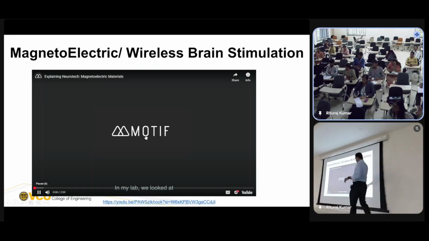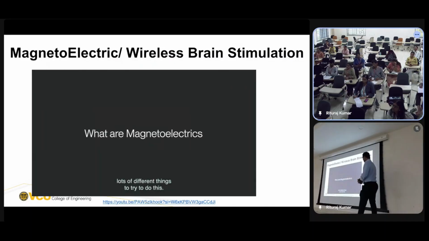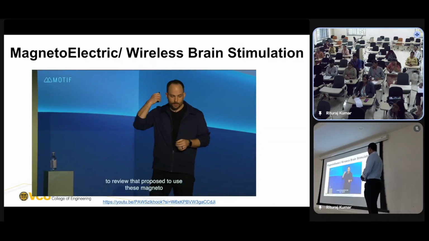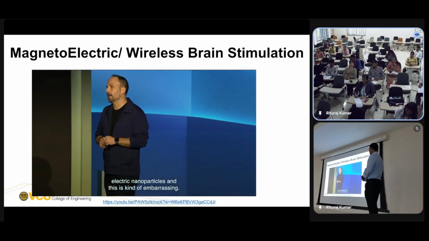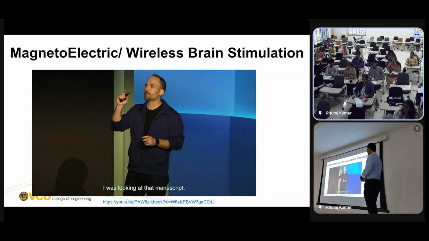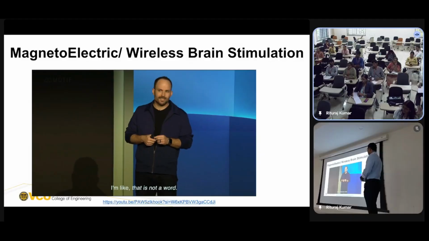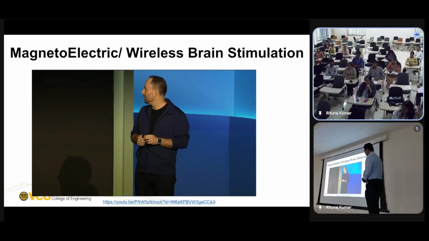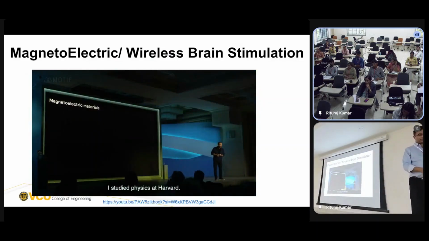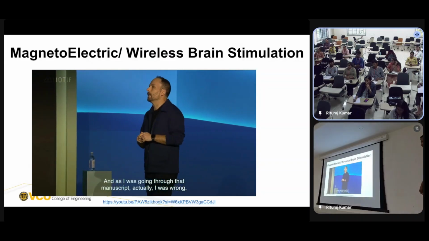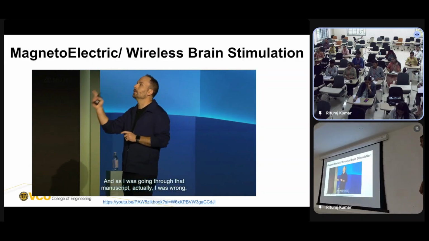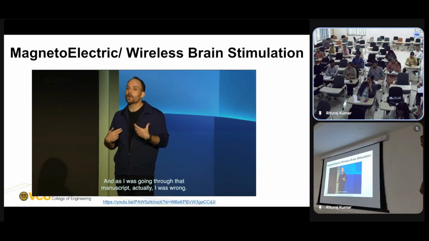So he talks about—in my lab, we looked at lots of different things to try to do this. And one day I was in my office and I got a manuscript to review that proposed to use these magnetoelectric nanoparticles. And this is kind of embarrassing. I was looking at that manuscript. I'm like, that is like not a word. I studied physics at Harvard. There's magnetism and there's electricity and this like that. You just made that up. And I'm going to get you because I'm doing peer review. And as I was going through that manuscript, actually, I was wrong. This is like a real material.